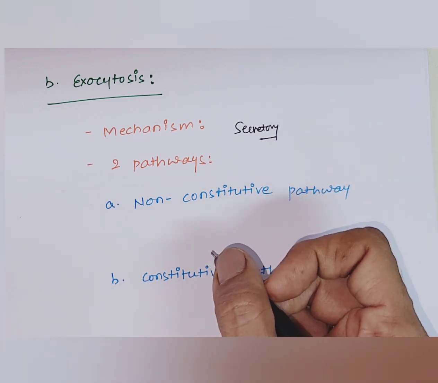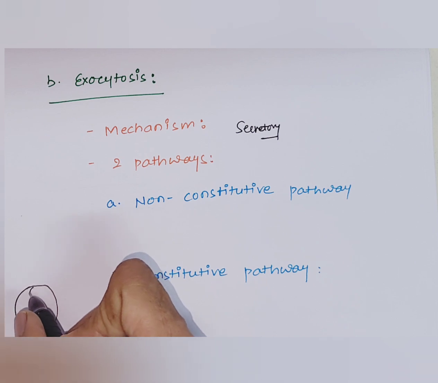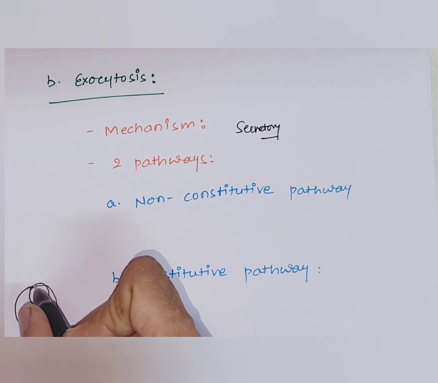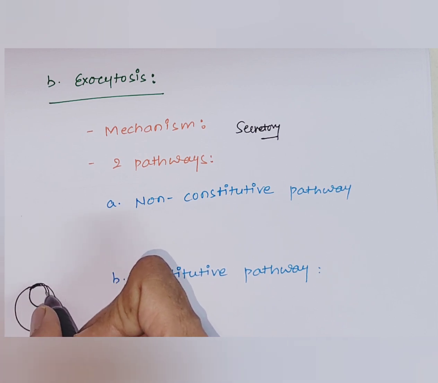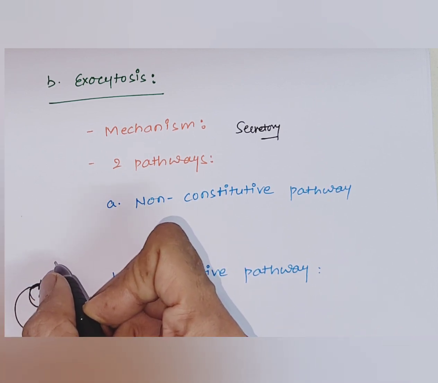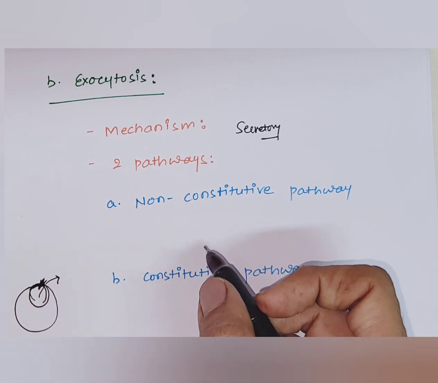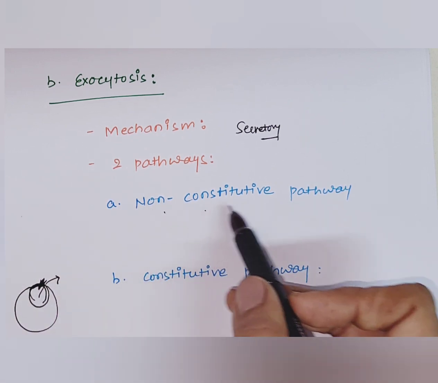The vesicle containing the secretory substance, first of all you can see this is a cell, and this is our vesicle. It comes in contact with the membrane. Now there is fusion of the membrane of the vesicle and the cell membrane. Now this gets dissolved and the substance, either a hormone or an enzyme, is excreted out. Now it is by two pathways. Number one is the non-constitutive pathway.